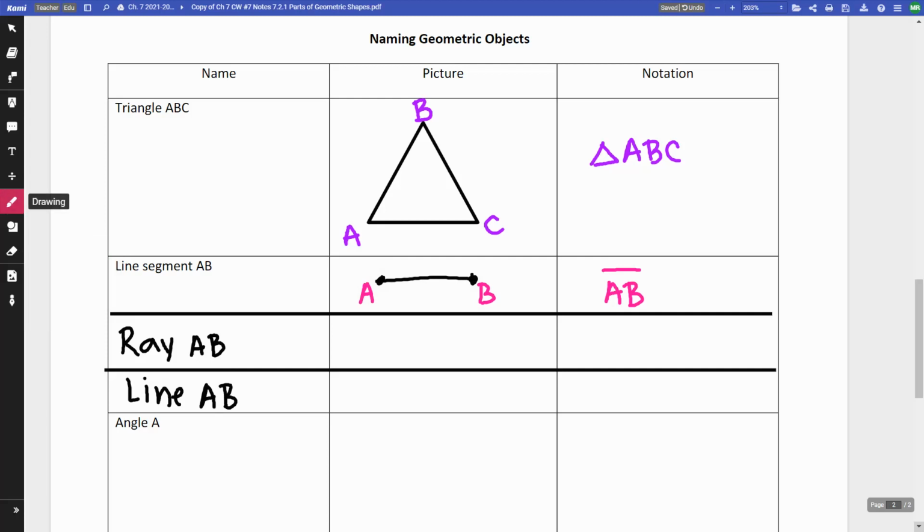The next one we did was ray AB. So it's going to start like the line segment and go like this. And B is going to be on here, and same with A. So let's say that A is going to be here because that's the start, and then B is going the direction the arrow is pointing. And so this would be ray AB.